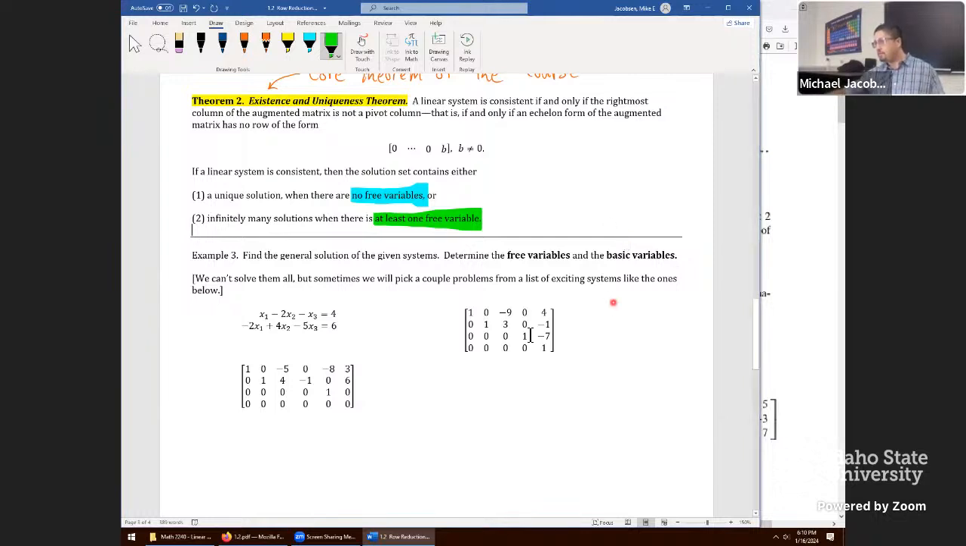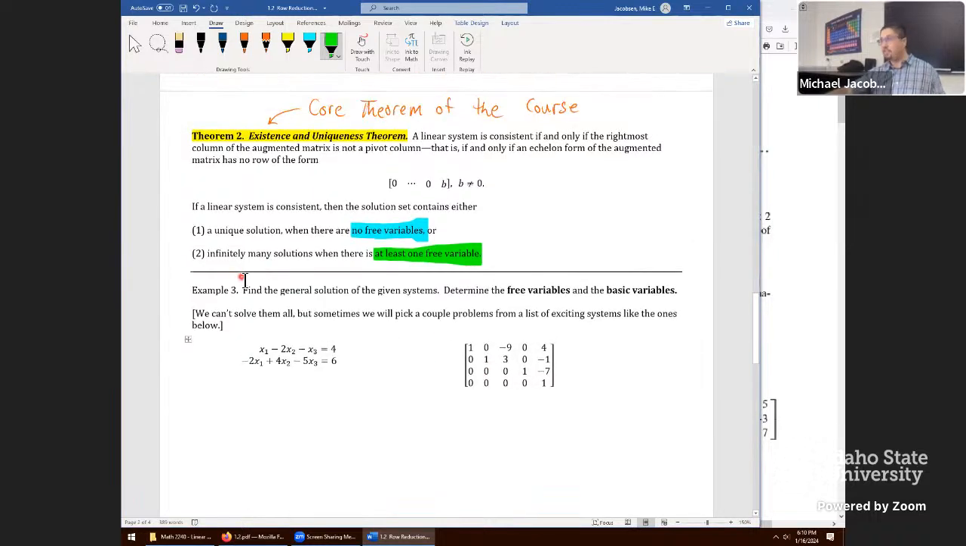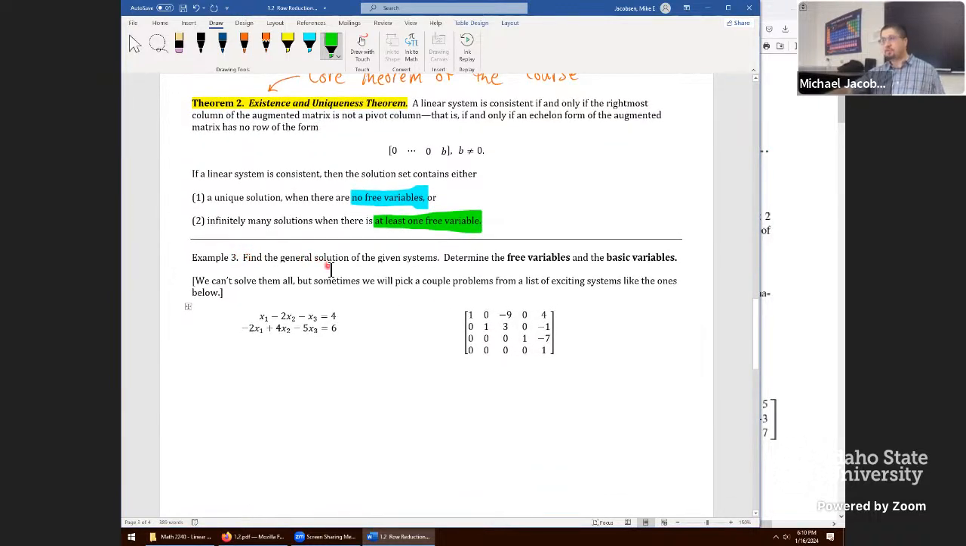Okay, well, let's start off with maybe this system. Let me see if I can put in some extra space. For the instructions, it says find the general solution. That means we're looking for all possible solutions to this. We'll determine the free variables and the basic variables as we go. We'll define them as we work them.